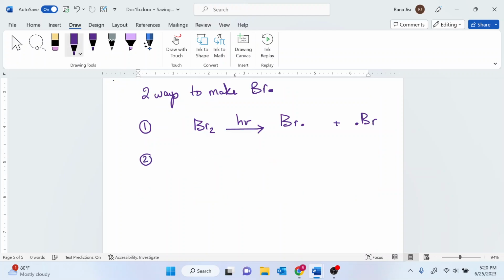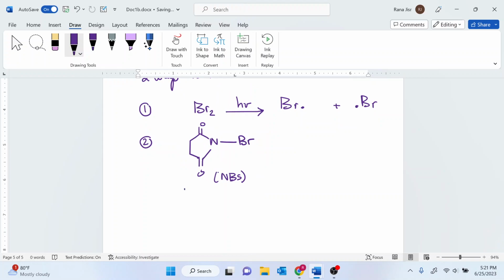The second method is to use NBS. Now, NBS is N-bromosuccinimide. It has this Lewis structure. The nitrogen is connected to the bromine by a sigma bond. We abbreviate this as NBS. This is how you're going to say it, but you are responsible to know its Lewis structure. And this is called N-bromosuccinimide. It's N because the nitrogen is connected to the bromine, so this is why we call it an N-bromo, and this is the succinimide part.